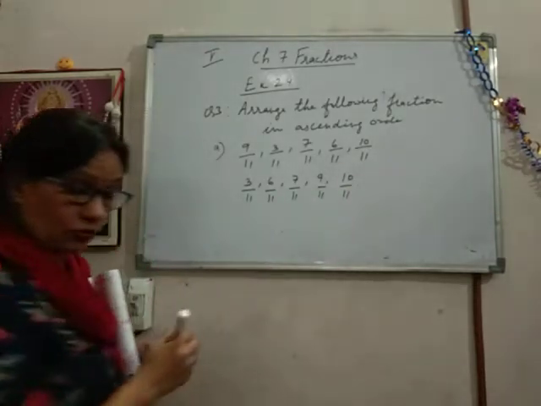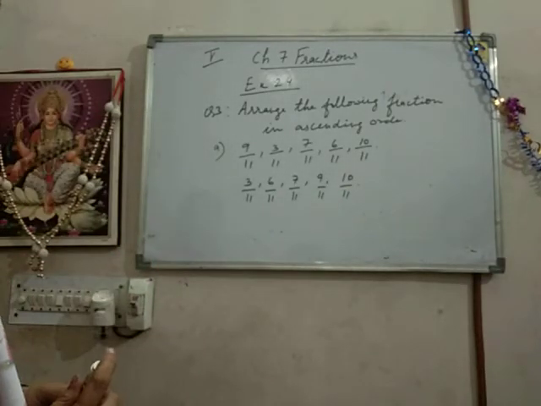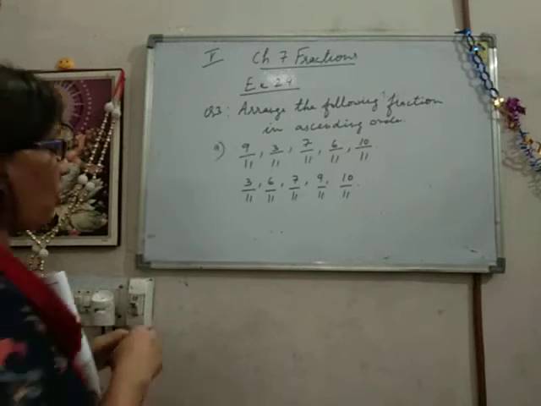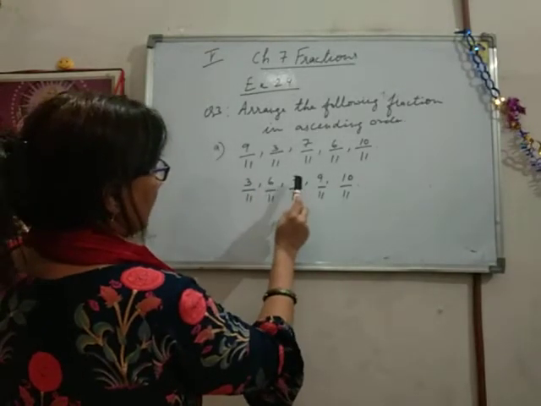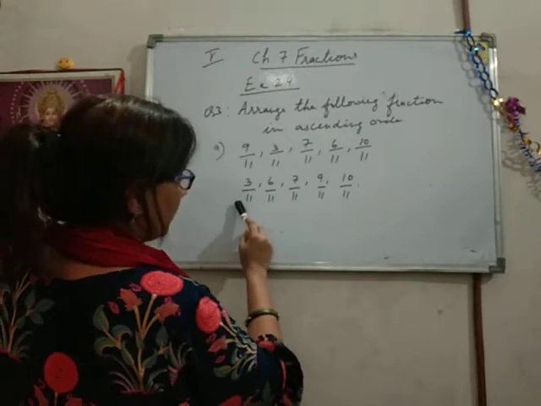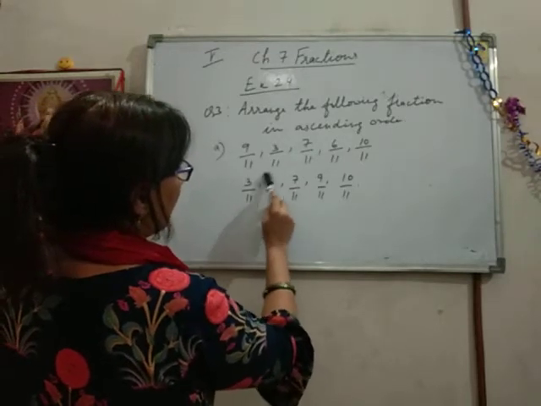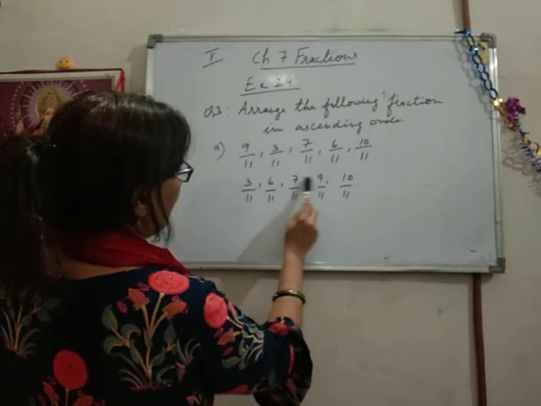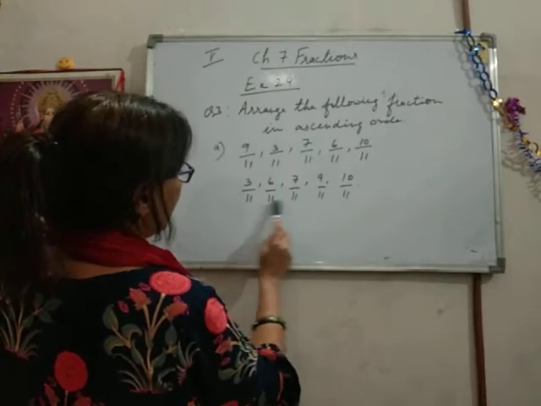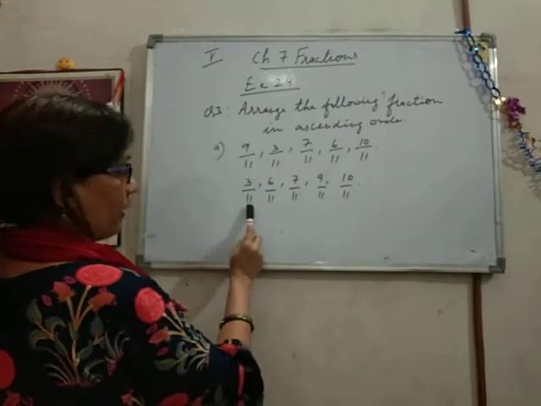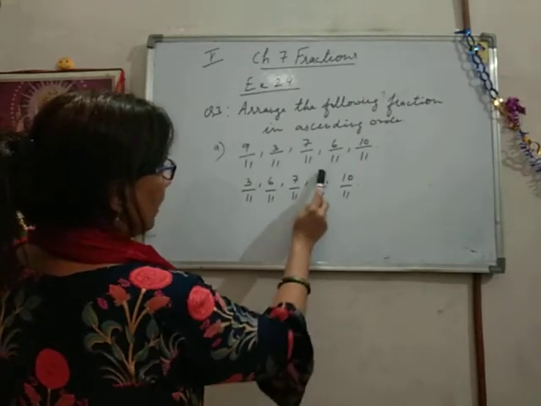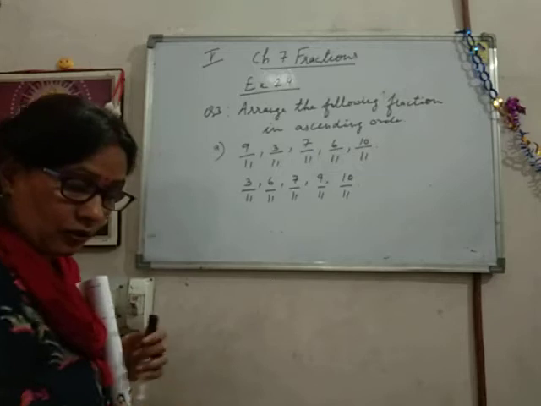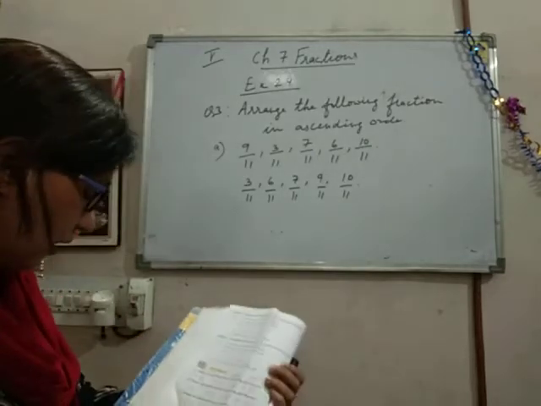Understood? In this way we arrange in ascending order from small to big. 3, 6, 7, 9, 10, going from the smaller number to the bigger number, and the denominators are the same. So 3 upon 11, then afterward 6 upon 11, 7 upon 11, 9 upon 11 and 10 upon 11. Okay student? Understood now?